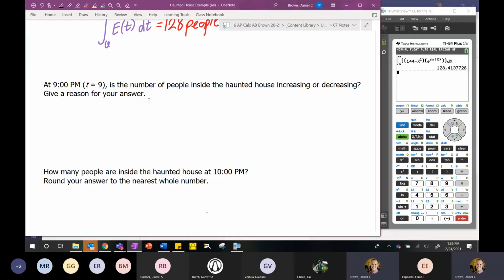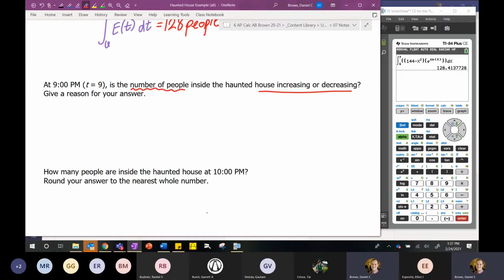And I know why they mess up: people see this number of people and they're like, oh, that's the number of people, I need to find an amount. But this question isn't technically asking you to find an amount. What it's asking you to find is whether the number of people is increasing or decreasing. So we don't want to find an amount. For example, there could be a ton of people inside the haunted house, but they could be leaving really, really fast, so that number would be decreasing.